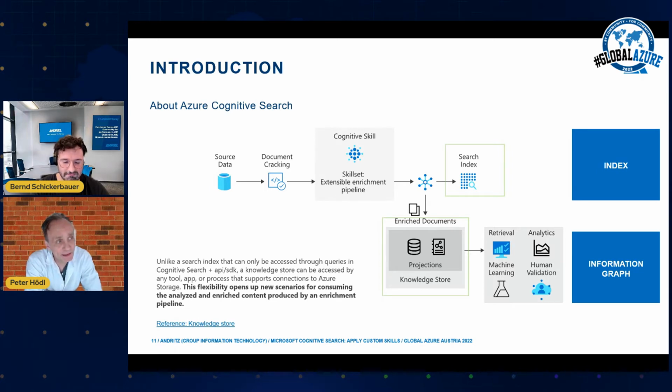validation, building something like a graph where you can navigate through. So the use cases are really very, very huge if you do not want to have a search-only approach. So this is the basic idea. And the information graph can be used, for example, in Power BI.